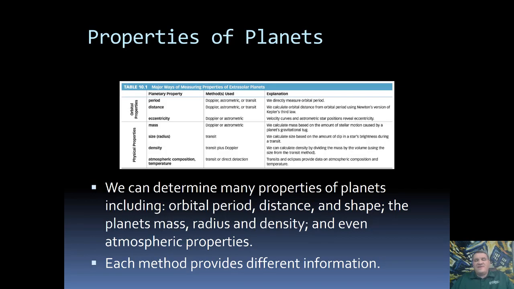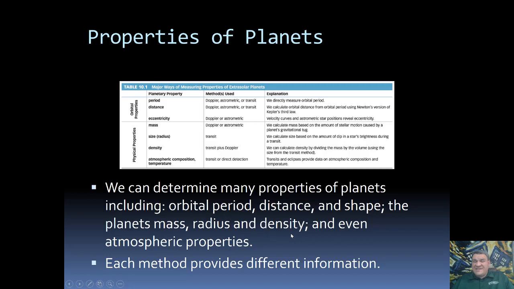So what properties can we actually figure out about these planets? Remember, in most cases, we can't actually see the planet itself. So what can we figure out about it? Well, we can determine the planet's orbital period, that's how long it takes to orbit, the orbital distance, how far away it is from the star, as well as the orbital shape, how eccentric the orbit is. We can figure out the planet's mass, the planet's radius, and the planet's density.